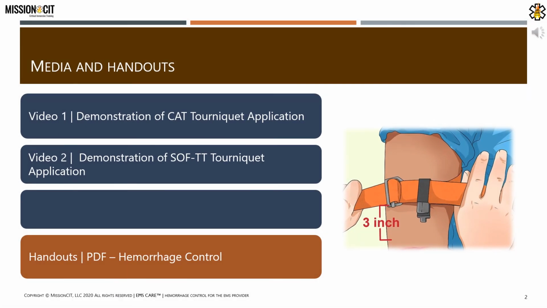Thank you, Justin. So, there are 2 videos during this topic. The first video is about applying the CAT or Combat Application Tourniquet. The second video then demonstrates how to use the SOF Tactical Tourniquet. Finally, there is an attachment with a PDF of the Connecticut State Hemorrhage Control PowerPoint referenced in this chapter.